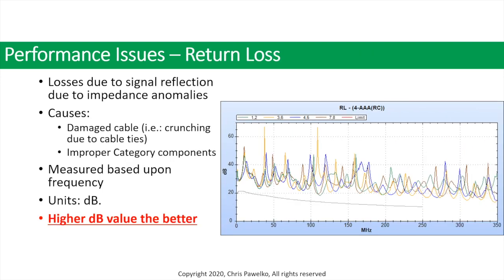Now, the next performance issue that we're going to talk about is return loss. Return loss is losses due to signal reflection due to impedance anomalies in the cable. The major causes for this are damaged cables in areas where there was crunching of the cables due to such things as cable ties.